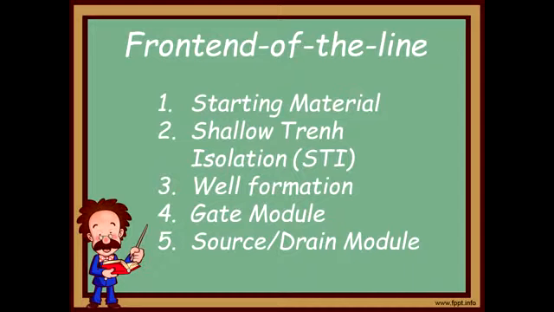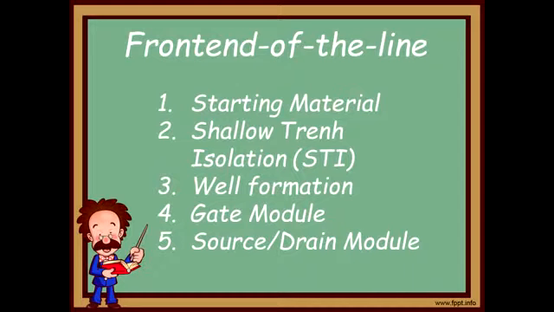The second process, the shallow trench isolation or the STI. These processes are done to form the regions of dielectric between regions of active area. Okay. The third is the well formation. Wells are also called tubs. Okay. These tubs are formed followed by the gate module.